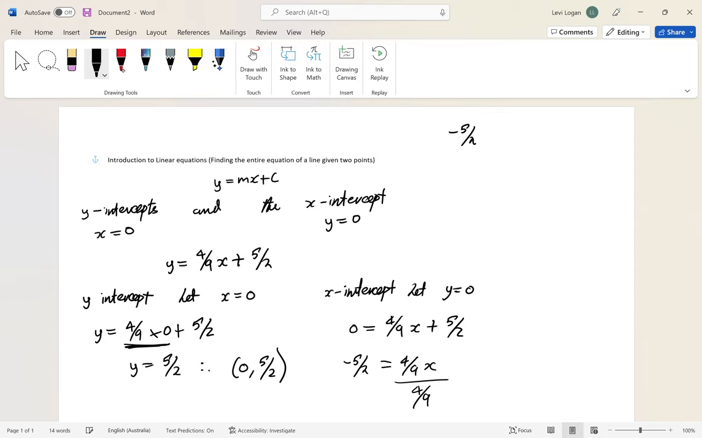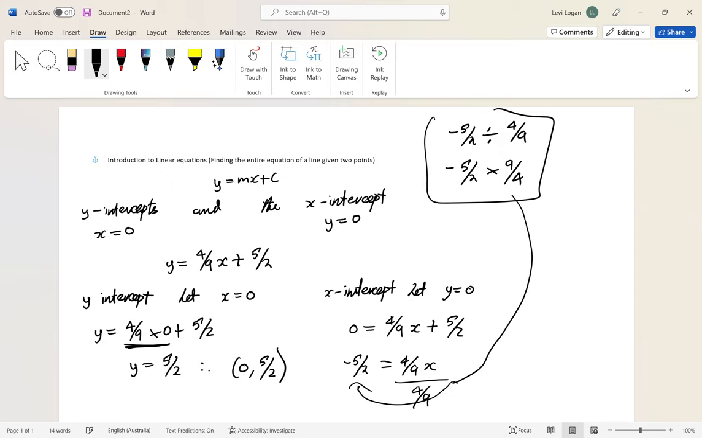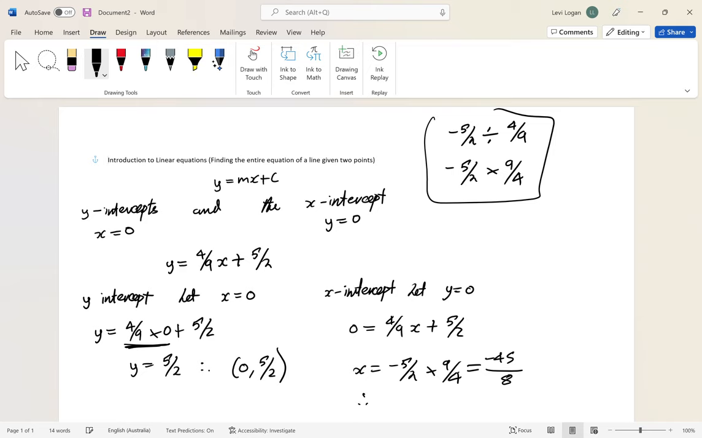So if we have negative 5 over 2 divided by 4 over 9, that's the same as negative 5 over 2 times 9 over 4. So using this idea, we're going to do the same thing down here. Therefore, x is equal to negative 5 over 2 times 9 over 4. 5 times 9 is negative 45. 2 times 4 is 8. So our x-intercept is (negative 45 over 8, 0).